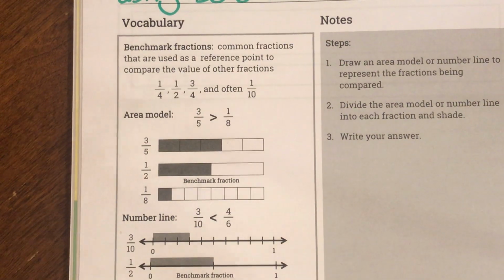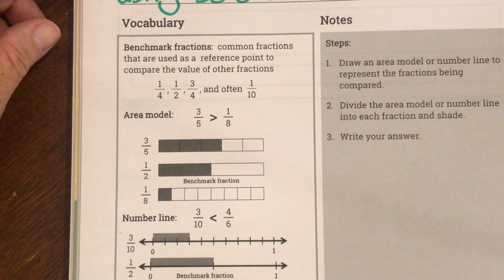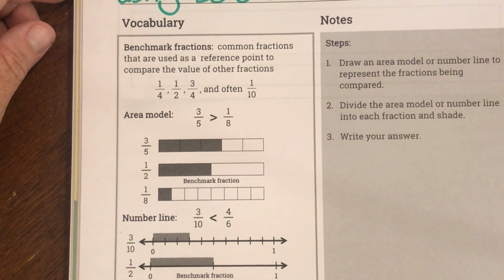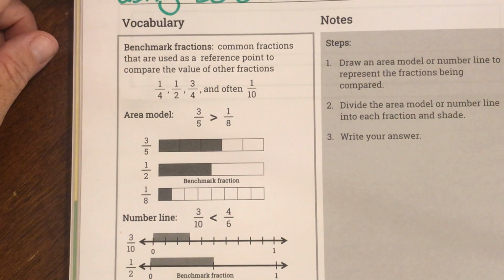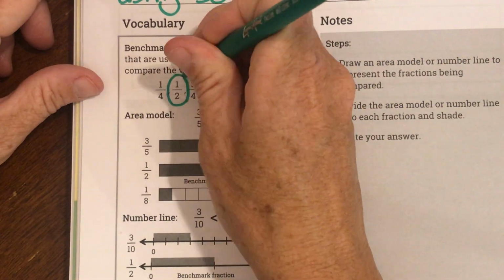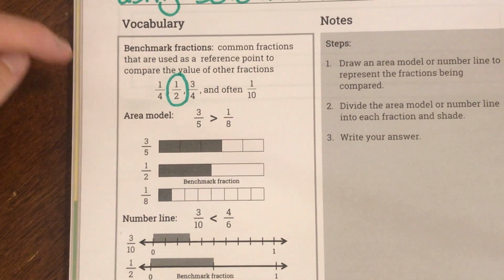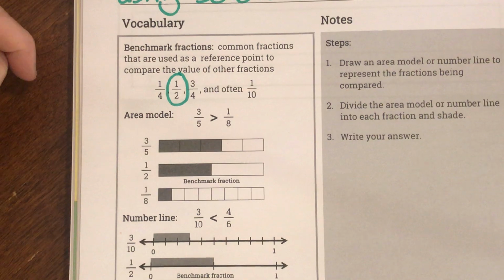In our vocabulary, our first thing we have is benchmark fractions. It says they're common fractions that are used as a reference point to compare the value of other fractions. So 1/4, 1/2, 3/4, and often 1/10. The main one we're going to be using today is 1/2. That's the most common benchmark fraction, so that's what we're going to be focusing on.